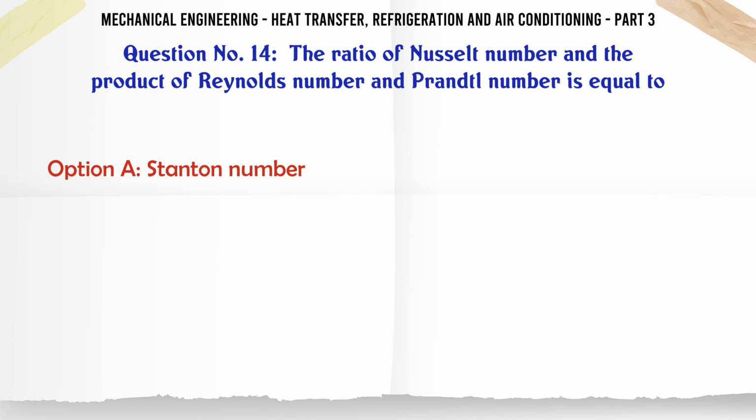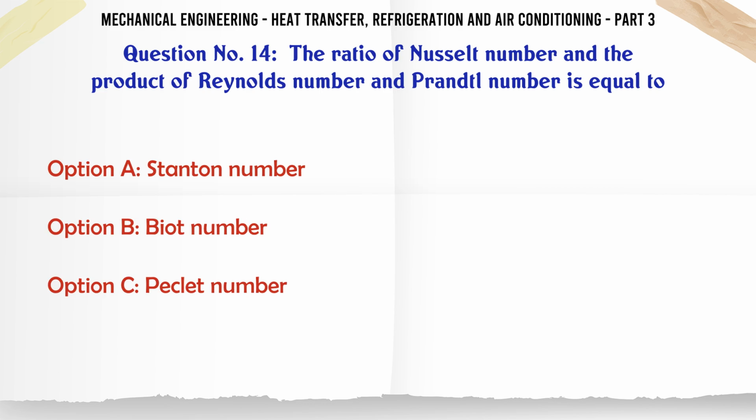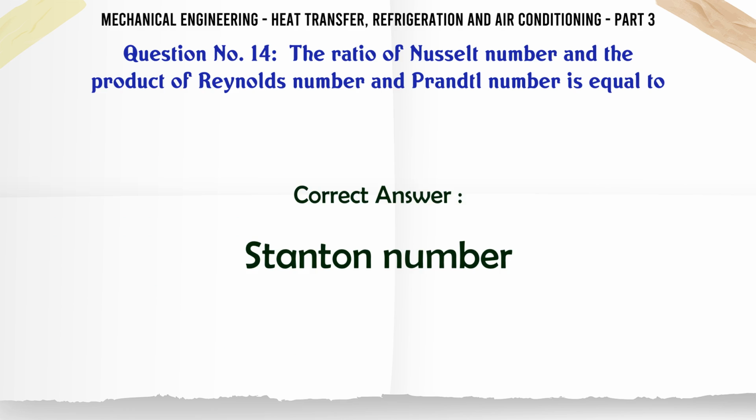The ratio of Nusselt number and the product of Reynolds number and Prandtl number is equal to A. Stanton number, B. Biot number, C. Peclet number, D. Grashof number. The correct answer is Stanton number.